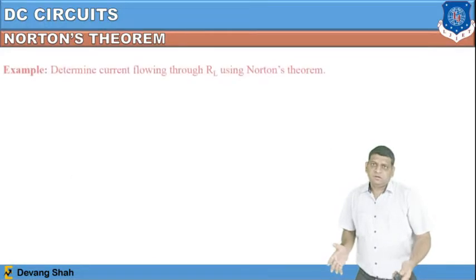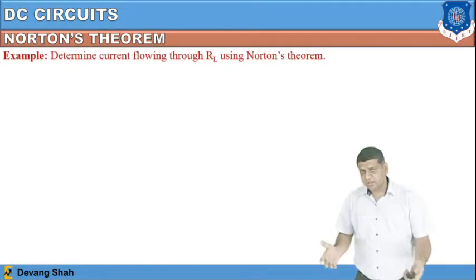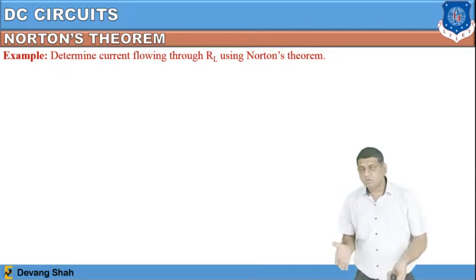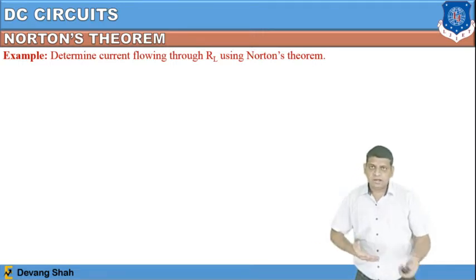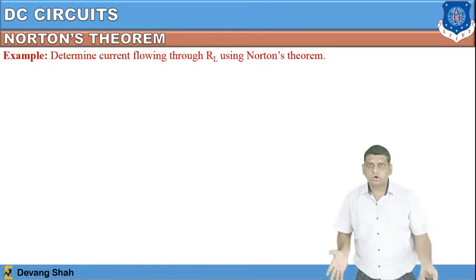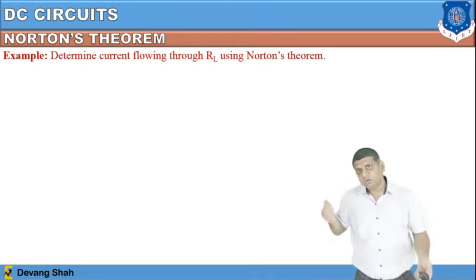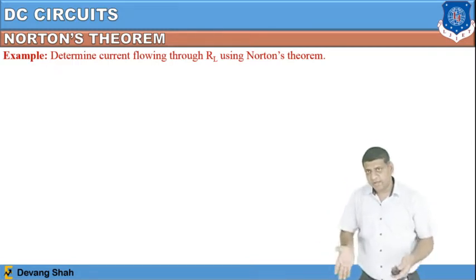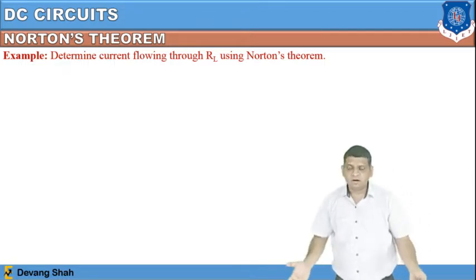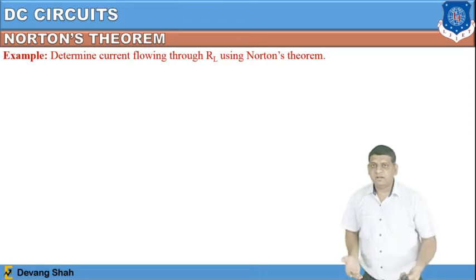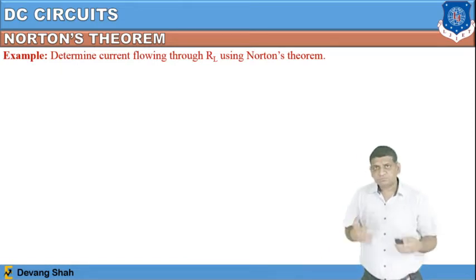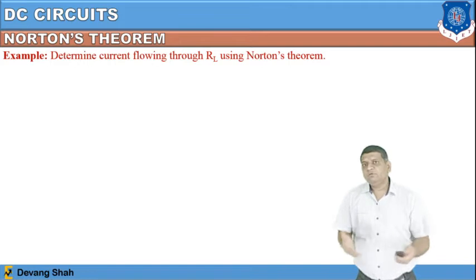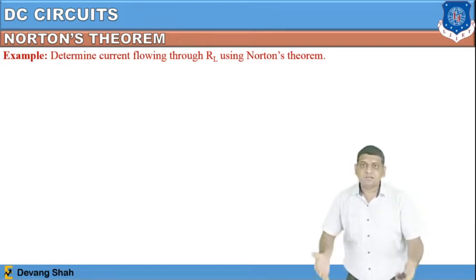So here there are four steps to solve this network. My first step is always to remove the RL, and then between terminal A and B, make that terminal A and B short, right? That way, whatever current is passing through terminal A and B is defined as the short circuit current, ISC. My next job is to find ISC. Then using KVL, KCL, voltage divider, current divider, step number 3, I again have to find the resistance RN, or you can consider it as RTH, by making all voltage sources short and all current sources open, right? Then step number 4, I have to find the IL current passing through resistor RL.